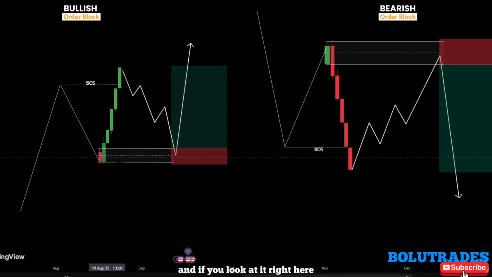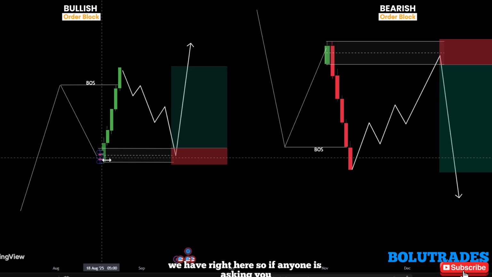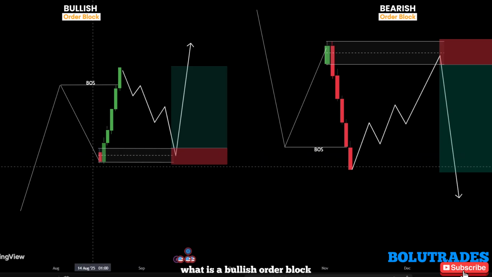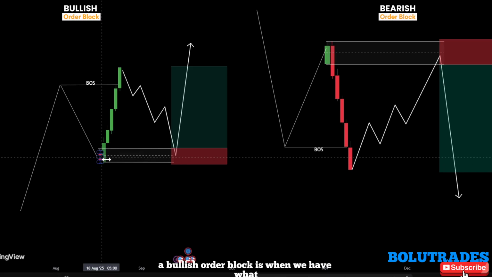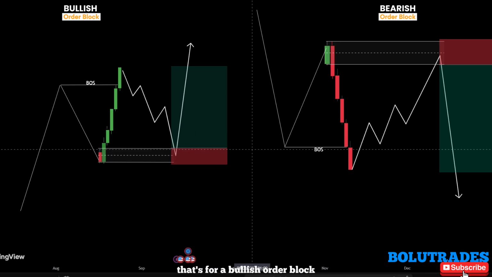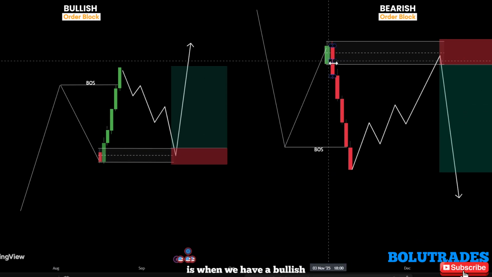And if you look at it right here, you can see this is the only bearish candle we have right here. So if anyone is asking you what is a bullish order block, a bullish order block is when we have what? A down close candle before a bullish momentum to the upside. That's for a bullish order block. While a bearish order block is when we have what? Is when we have a bullish up close candle before a bearish momentum to the downside.